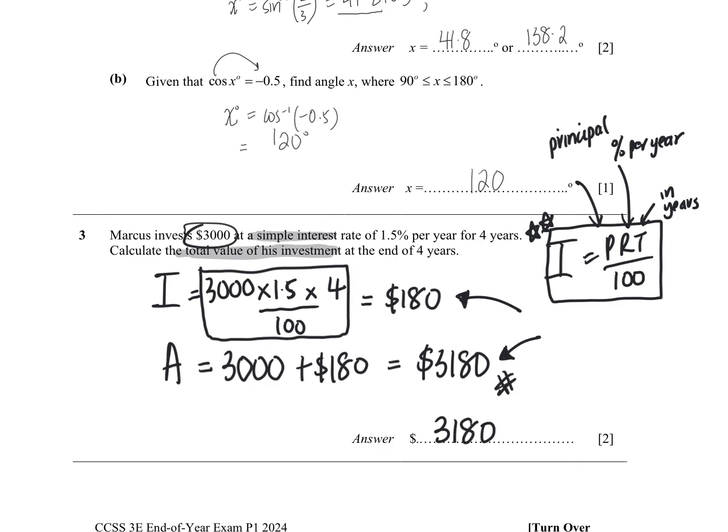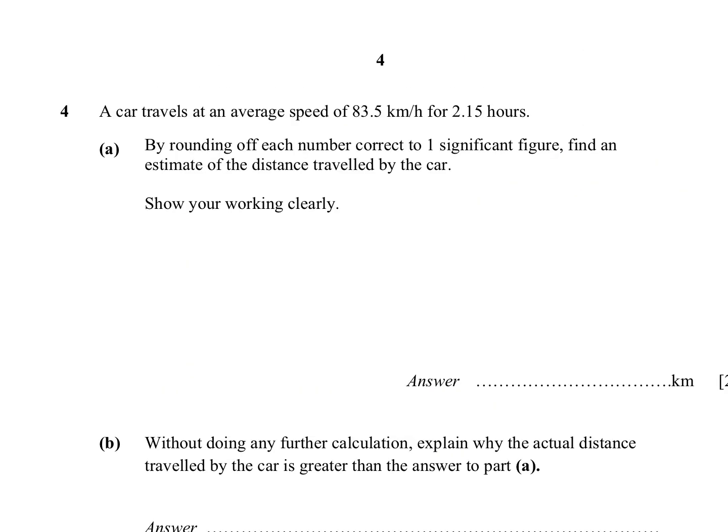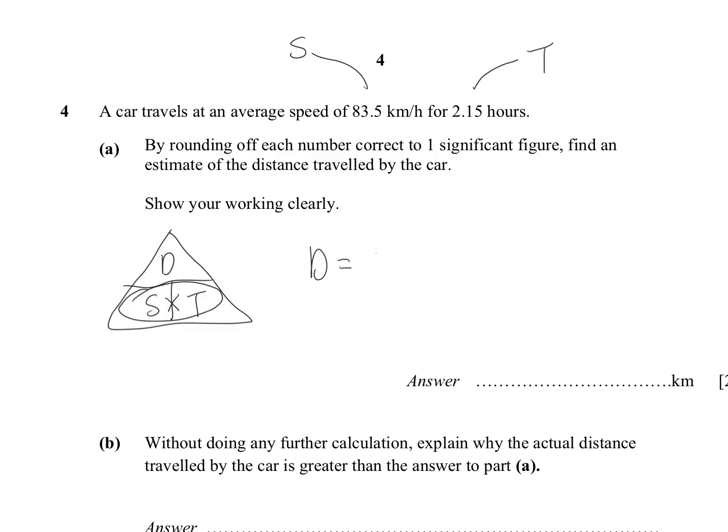Okay, next one. Done? Okay, this one. I have a car traveling at an average speed of 83.5. This is speed. This is time. So if you want to find distance, you remember the triangle. To find distance is speed times time. So you will get 179.525. This is exact, so there is no need to round off.